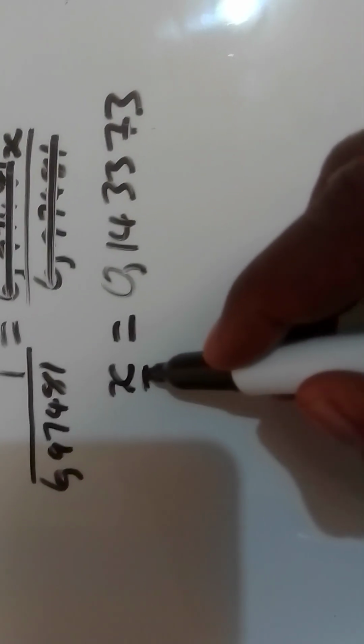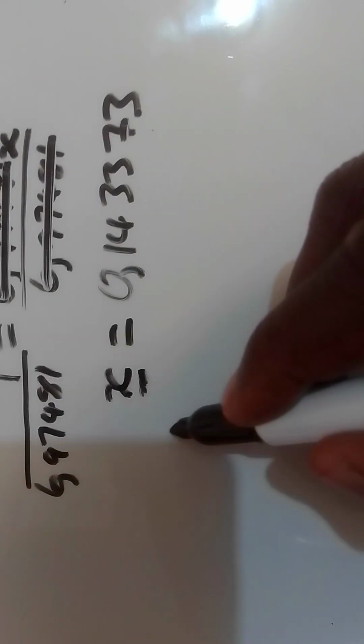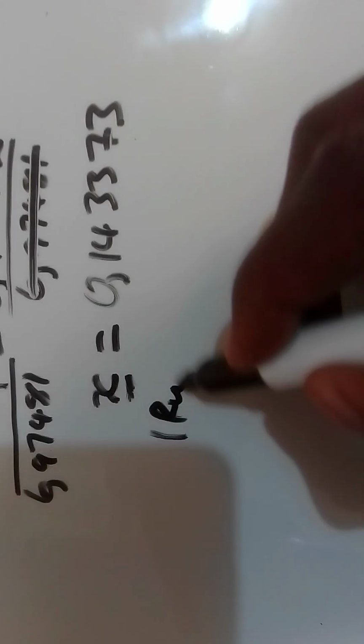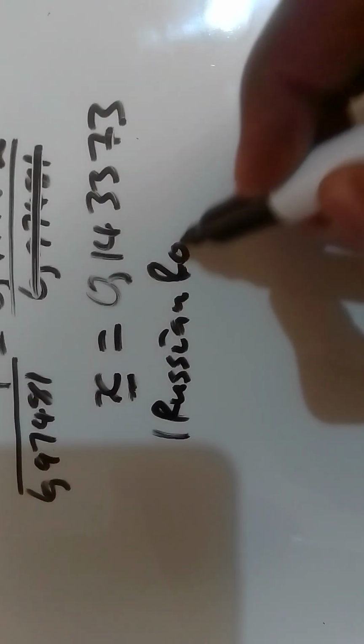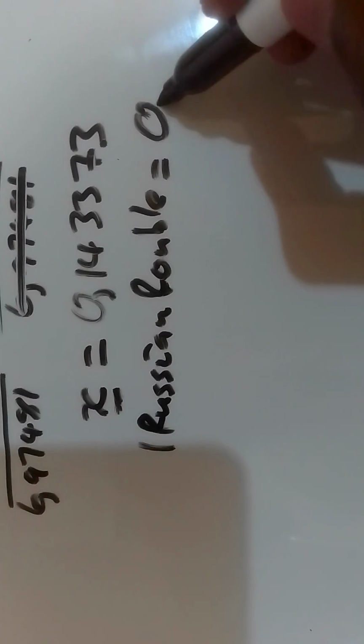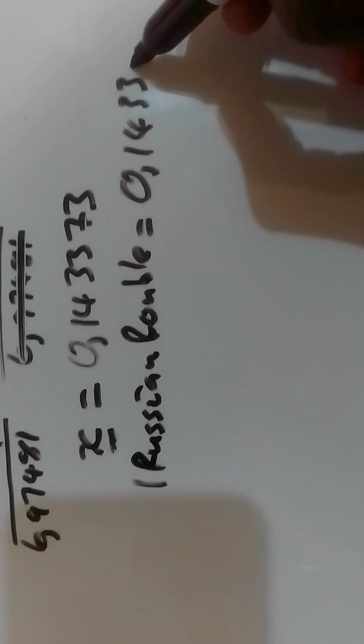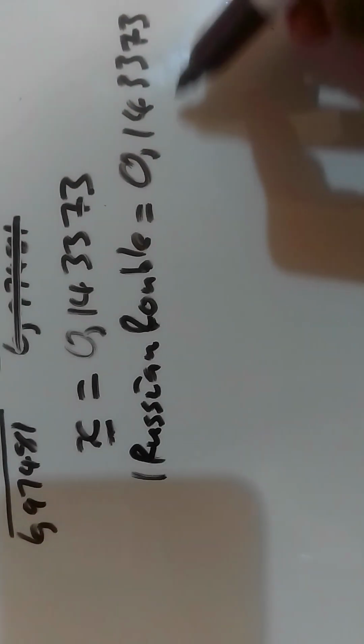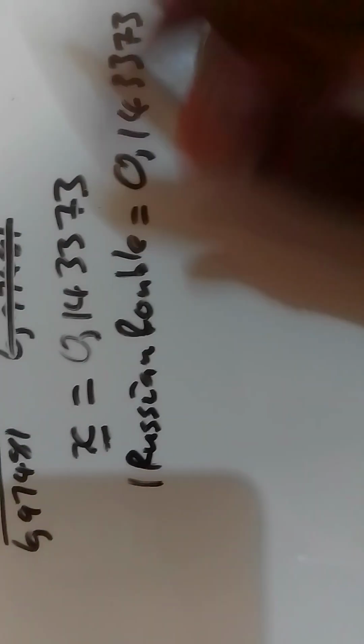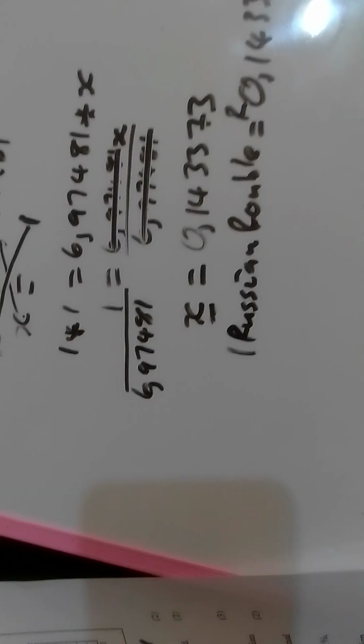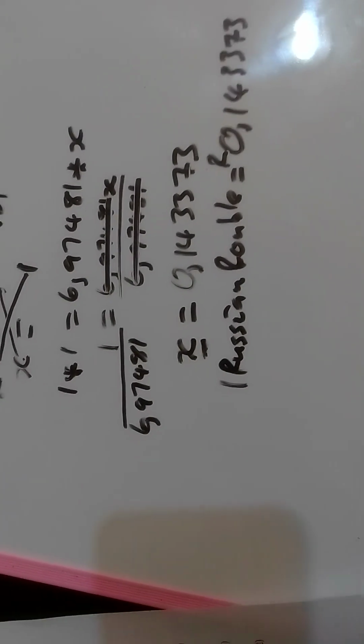But they did not ask us in terms of x, so we say 1 Russian ruble is equal to 0.143373 rands. Then we are done with this question. I hope that makes sense and you're able to understand it. All right. From there, we go to the next question. So we are done with this question 5.2.2.